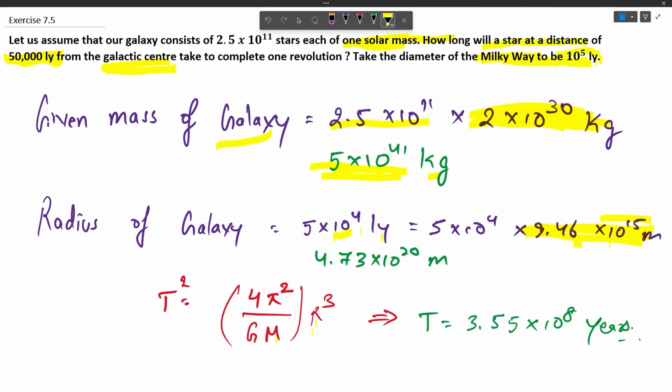Now the time period of one revolution is given by the expression: square root of 4 pi square divided by the gravitational constant G times mass, multiplied with orbital radius cube. So using appropriate values, here G is 6.67 into 10 to the power minus 11, and mass is the mass of the galaxy, and radius is the distance of the star from the galactic center. We get the time period as 3.55 into 10 to the power 8 years.